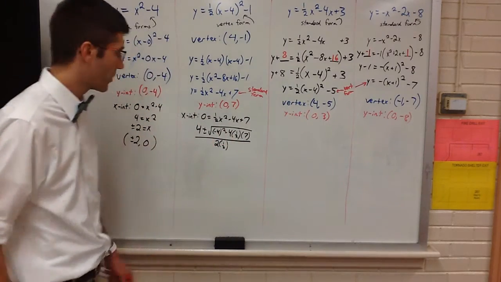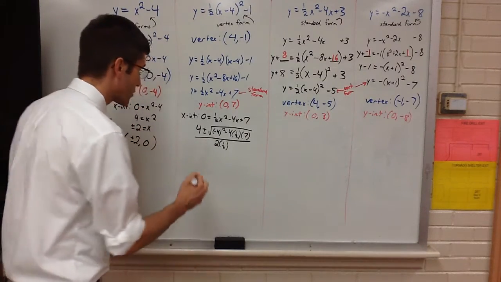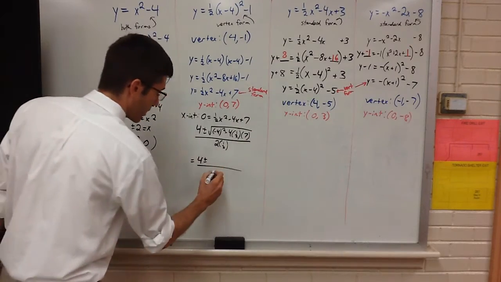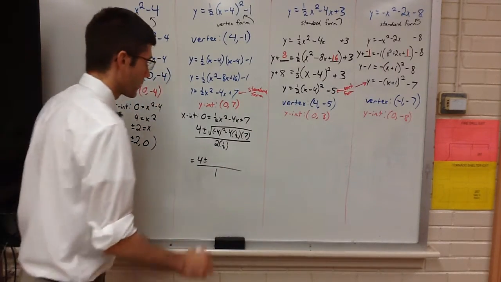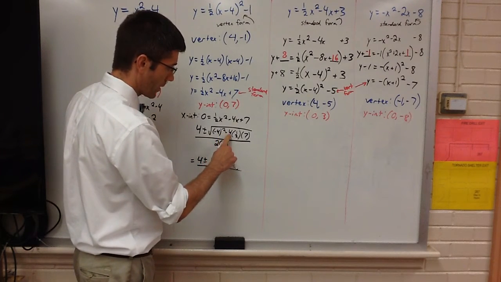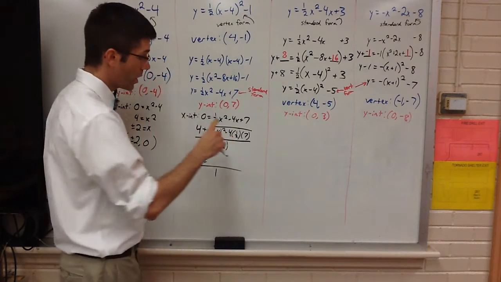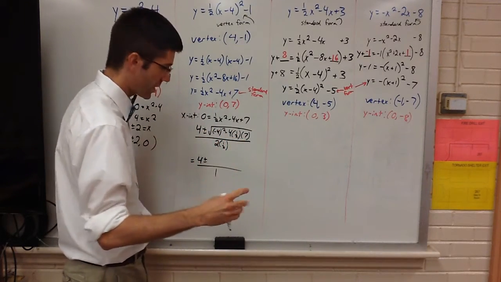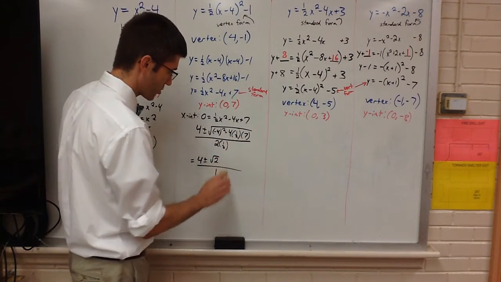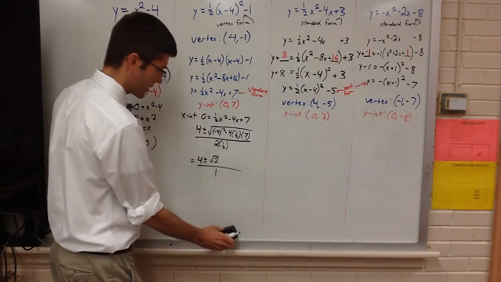Let's start cleaning it up, from the inside out. You know what that denominator is. 2 times 1/2 is 1. So we have 4 plus or minus something. You know it's over 1. All right. 16. 4 times 1/2 is 2. 2 times 7 is 14. We have 16 minus 14. That's 2.